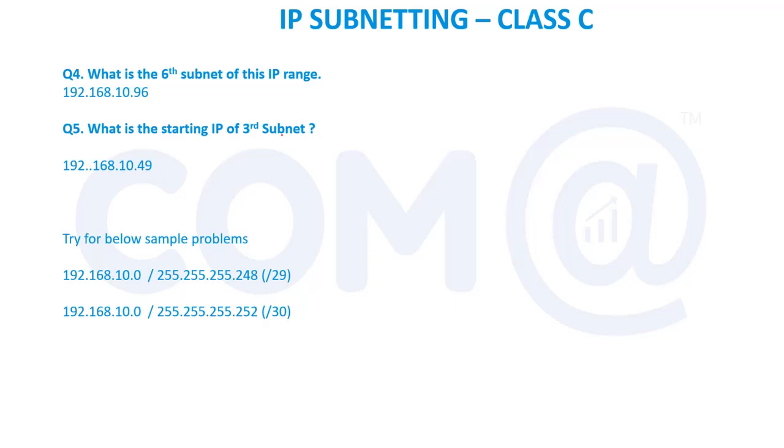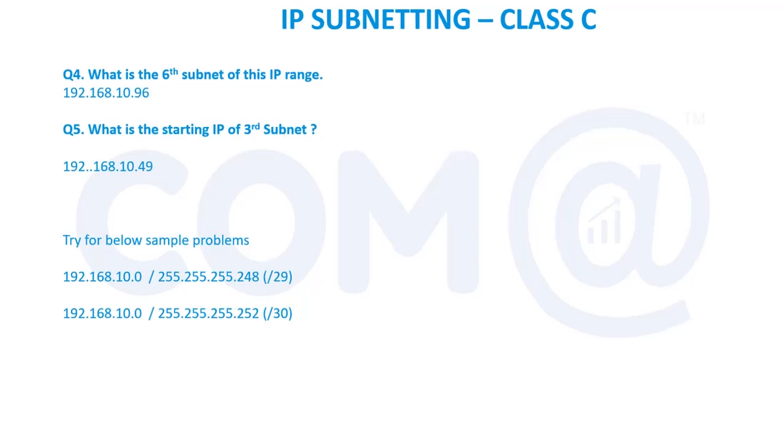So we have come to the conclusion of class C subnetting. Hope we have clear understanding of what is IP subnetting, why we are segregating the bigger network into smaller networks, and how to split the networks. And in class C, how are we going to split the networks, how many networks and subnetworks we are going to get, and what is the broadcast address and what is a subnet ID. So all those things we have covered in this session.